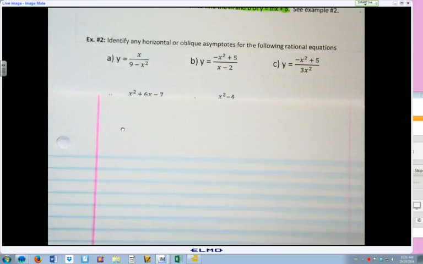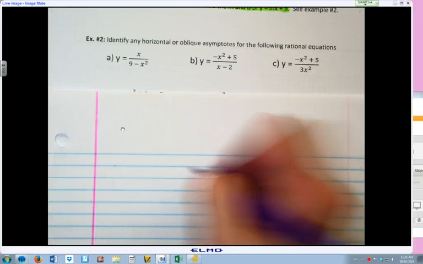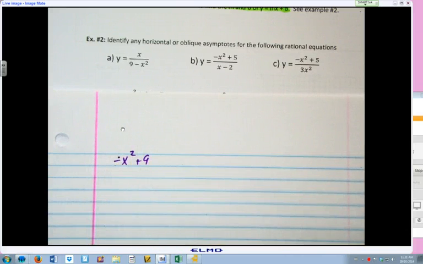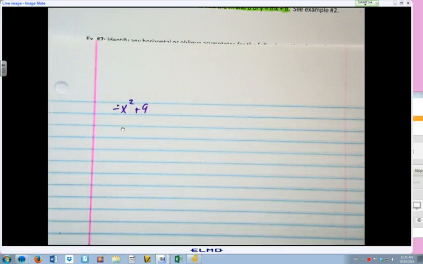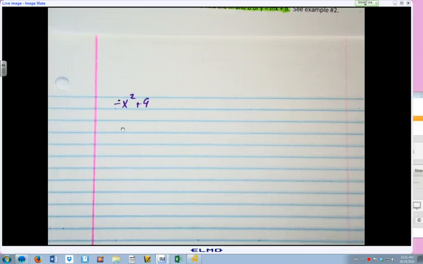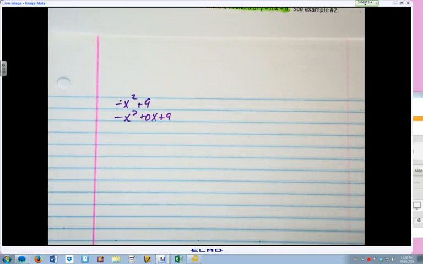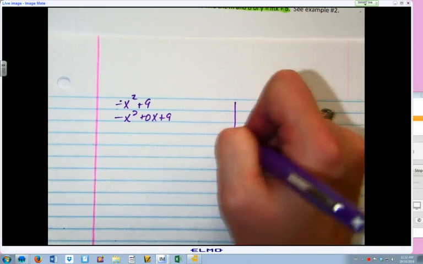Okay, so now let's do it together. Step number 1 is I'm going to reorder the bottom. And I don't actually need to write it down because it's not part of my division. I just like to see it because I'm visual. And then what I'm going to do is add in that plus 0x just to remind myself that there are no x's in the equation, because my columns need to be x squared, x, and numbers. And I'm going to do my upside down division sign.